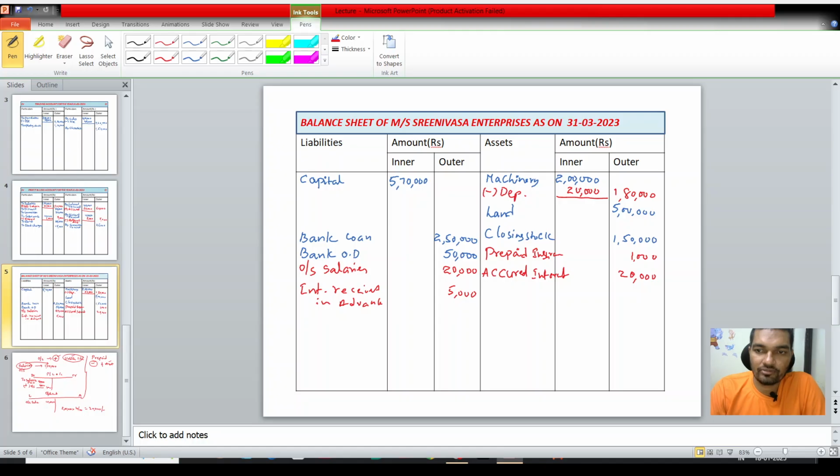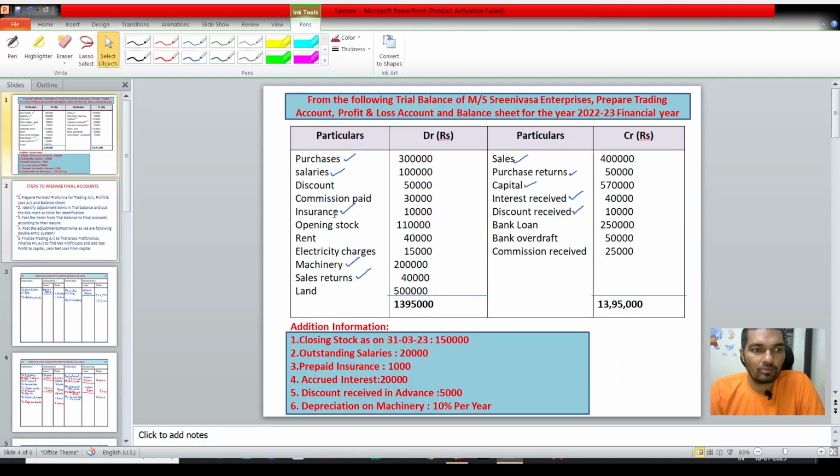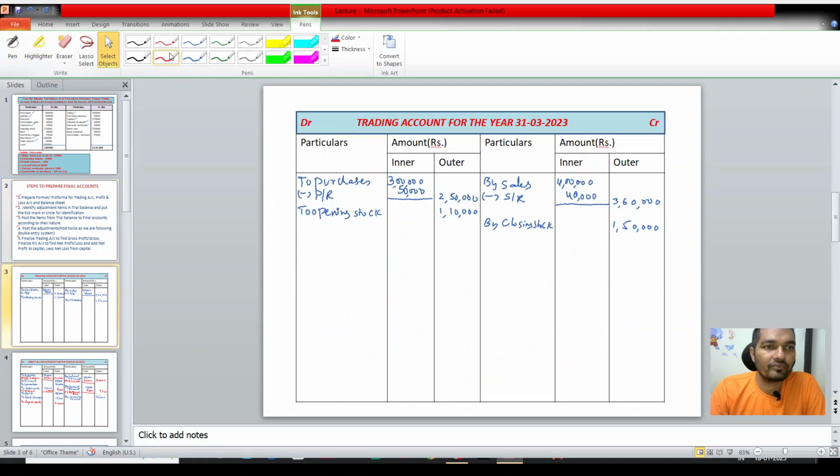Again, depreciation we have to consider as a loss to the company. We have to show the depreciation under the P&L account debit side as depreciation on machine. The value of depreciation is 20,000 rupees. So we have almost reached the end of the solution, and we need to finalize the trading account. First we need to finalize the trading account, all of you.